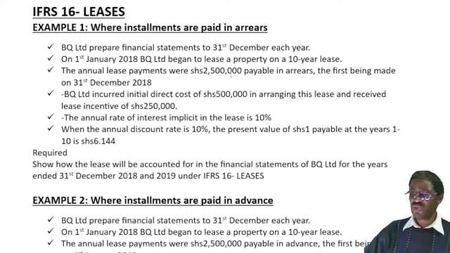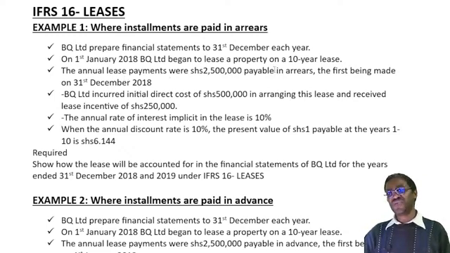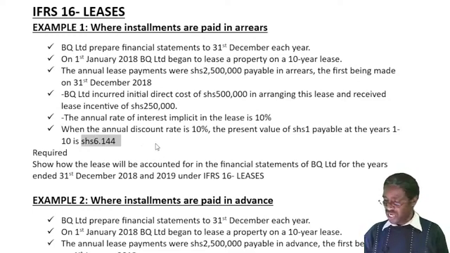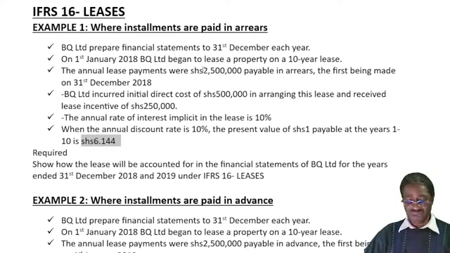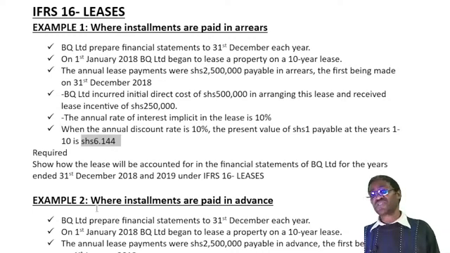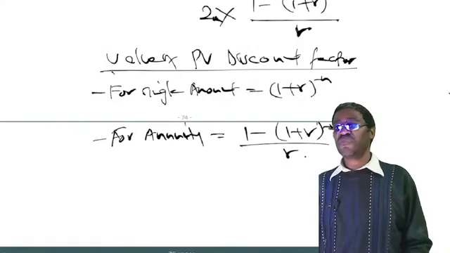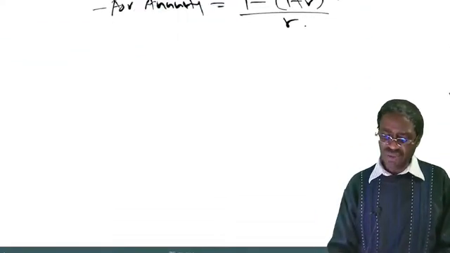Now, this one, of course, we are paying our installments in arrears, and the lease is for 10 years. They have given you the discounting factor down there. You don't have to calculate it. That's 6.144. Are you there? Good. So I just take the present value of 2.5 million, multiplied by that. Okay, let's do it. So let's get the present values. Let's put down example 1. That's the one we want to do now.